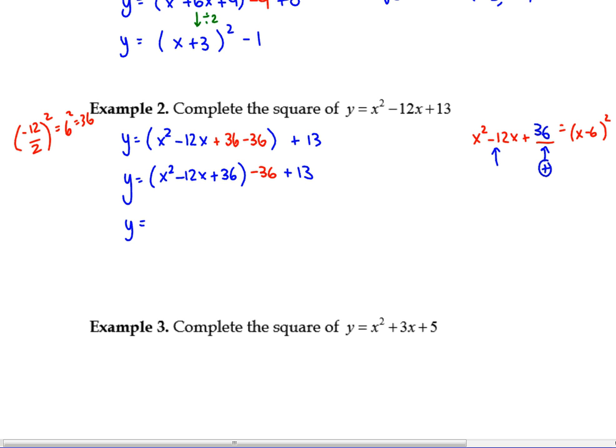Okay. We can do two things at once here. Let's write this guy in factored form. So what does he become in factored form? X minus 6. So just that middle term divided by 2. X minus 6 times x minus 6 is what we have over here. Negative 36 plus 13. Negative 23. So vertex 6 and negative 23.